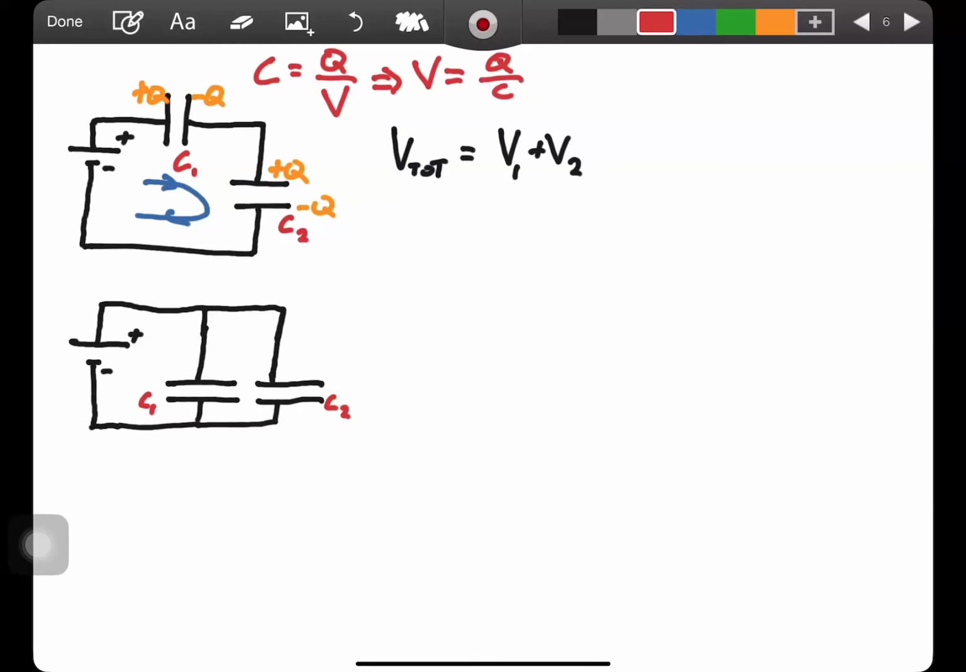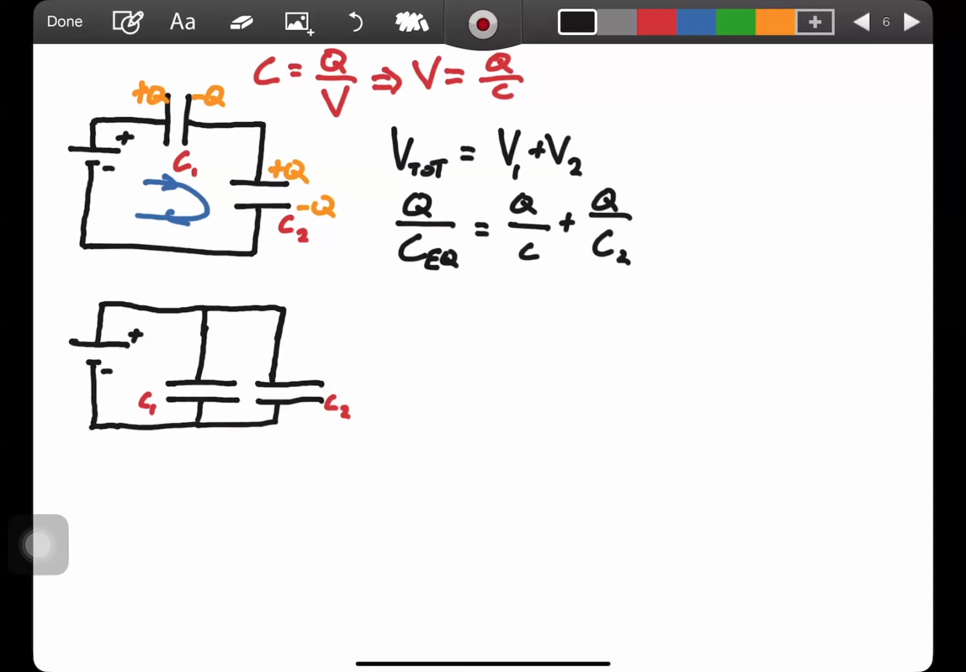And so that allows me to rewrite my voltage equation as Q over C, and I'm going to call this the equivalent capacitance, because what I'm ultimately going to do is show you how these capacitors in series can be thought of as a supercapacitor, i.e. an equivalent capacitor. And so then that's going to be equal to Q over C1 plus Q over C2.